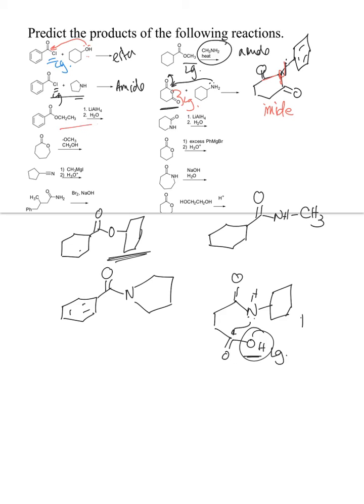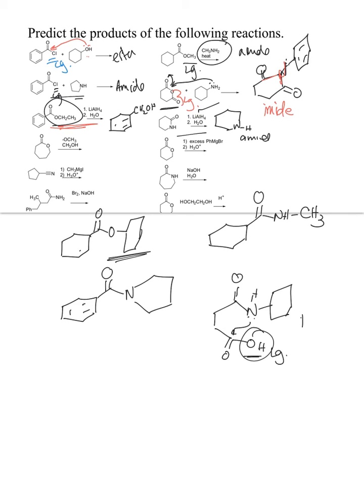Okay, lithium aluminum hydride will reduce your ester to the primary alcohol. So that would just be CH2OH. It will reduce the amide to an amine. So there's your amine.